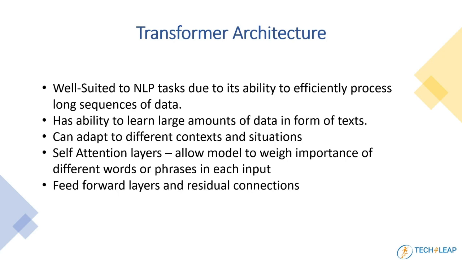This architecture contains self-attention layers, which allow the model to weigh the importance of different words or phrases in each input. It enables the model to focus on the right phrases and words which are required to produce the right output. The transformer architecture also contains feed-forward layers and residual connection layers, which help it to derive the right relationship between different words and phrases, and also derive patterns from complex text and phrases.